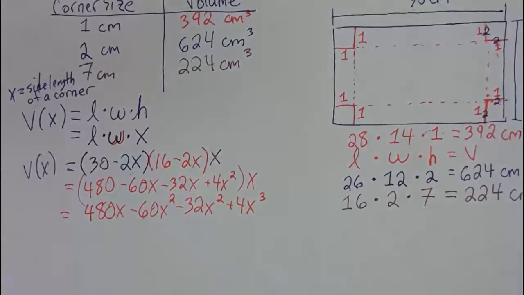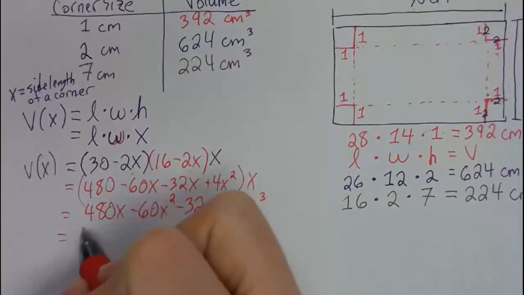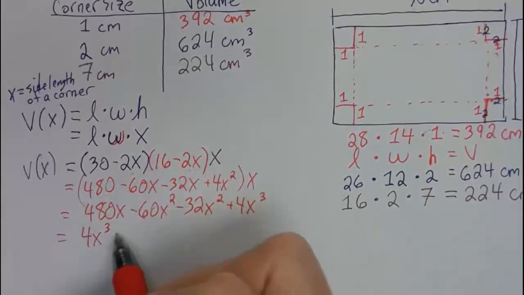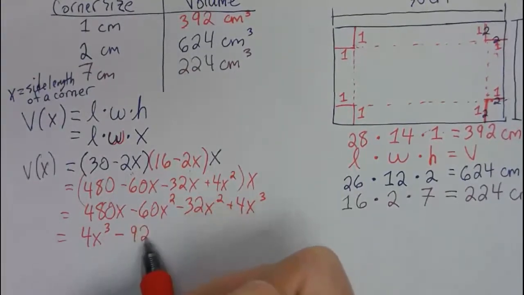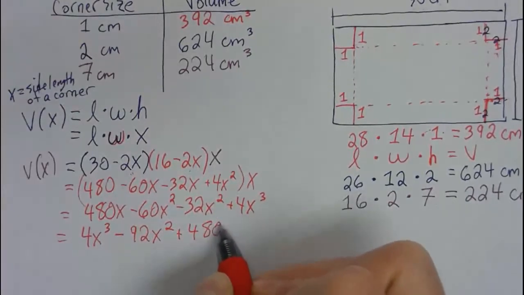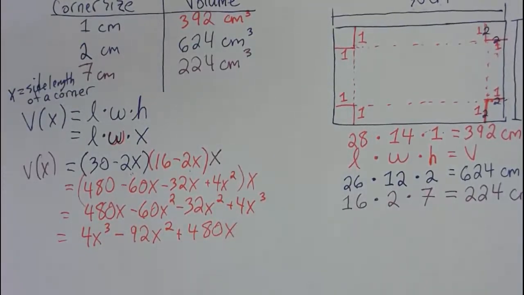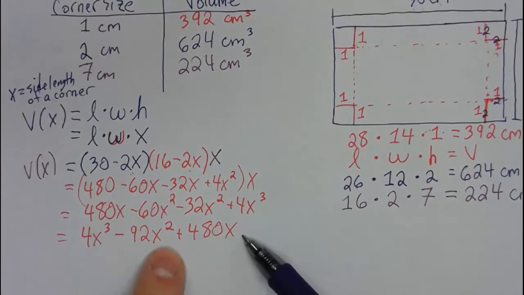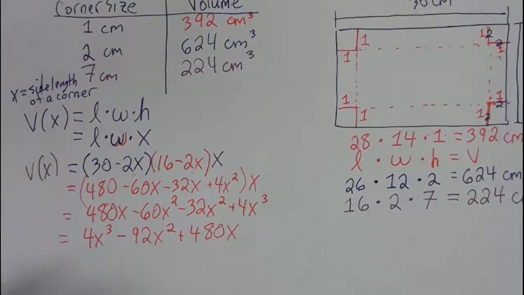Now all that's left is to put it in standard form. So reordering it and combining like terms, you would get 4x cubed minus 92x squared plus 480x. So now our last thing here, before we go and try to maximize or find the highest point of this cubic trinomial, will be to figure out what our domain and range might be, and more specifically, our domain. Because we know our range is going to be bigger than 0, but we're not sure where the maximum of our range would be. That's kind of the point of us doing this.